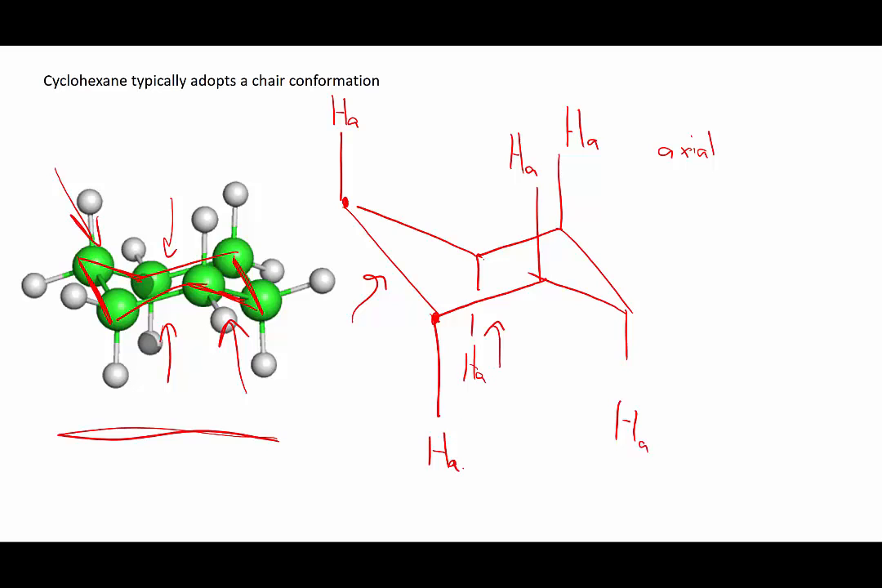The other type of hydrogen that we need to draw is called an equatorial hydrogen. These come off to the side. If we look at our picture, this is an equatorial hydrogen. This is an equatorial hydrogen. How do we get the right bond angles?